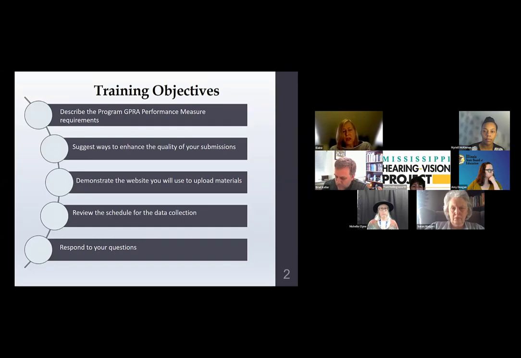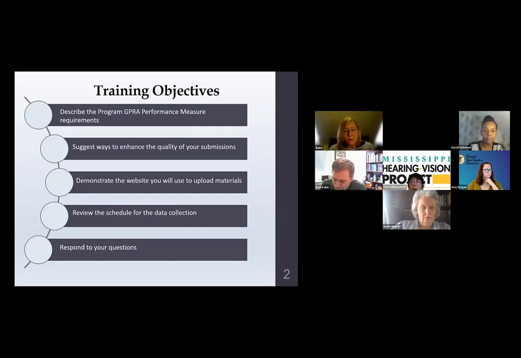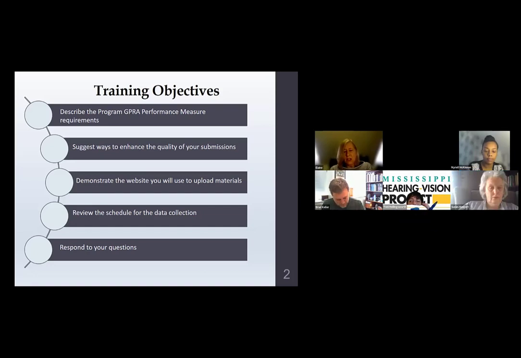So the purpose of the training is to describe the process of collecting the program measures for OSEP this year and to clarify what's expected from you. We will describe the program GPRA performance measures, suggest ways to enhance the quality of your submissions, and then demonstrate the website that the grantees will use to upload materials. We will review the schedule for the data collection, and of course, we will answer whatever questions you might have.